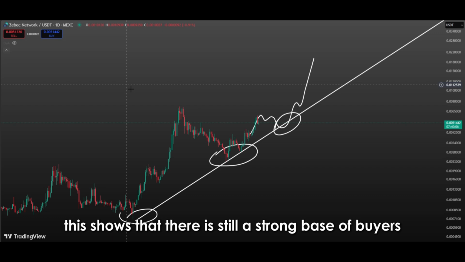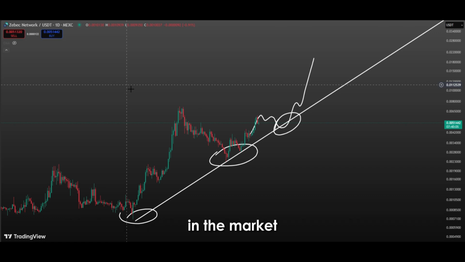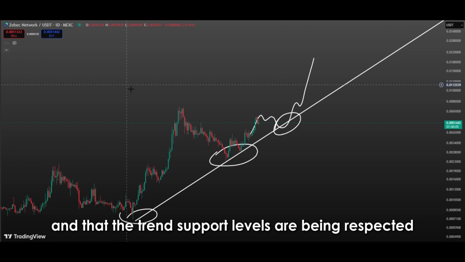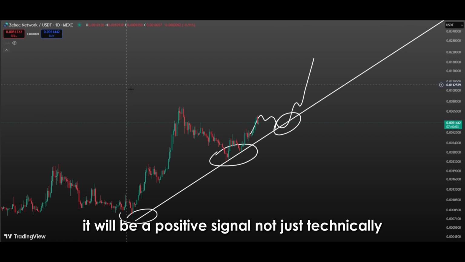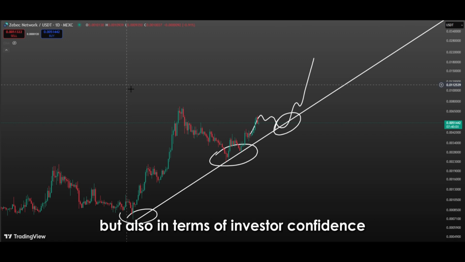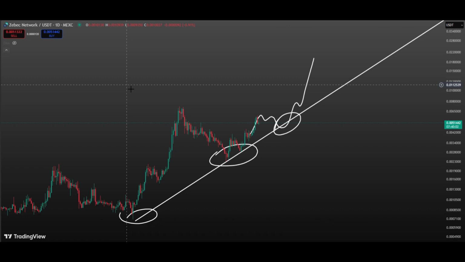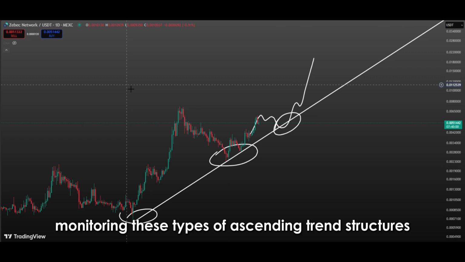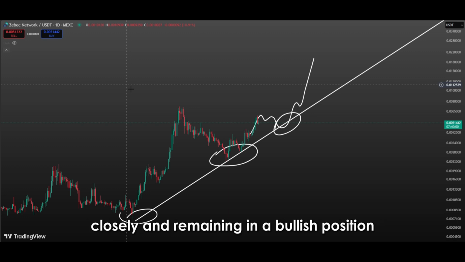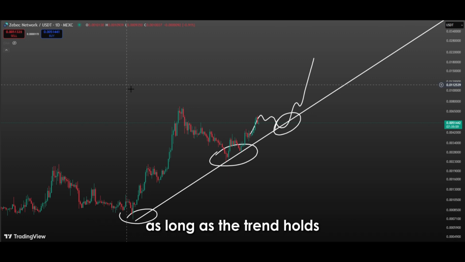This shows that there is still a strong base of buyers in the market and that the trend support levels are being respected. If this structure remains unbroken and the price continues to rise without deviating from the line, it will be a positive signal not just technically, but also in terms of investor confidence. Especially if new investors start buying based on trust in these technical levels, the upward momentum of the price could increase further. Therefore, monitoring these types of ascending trend structures closely and remaining in a bullish position as long as the trend holds will be beneficial for investors.